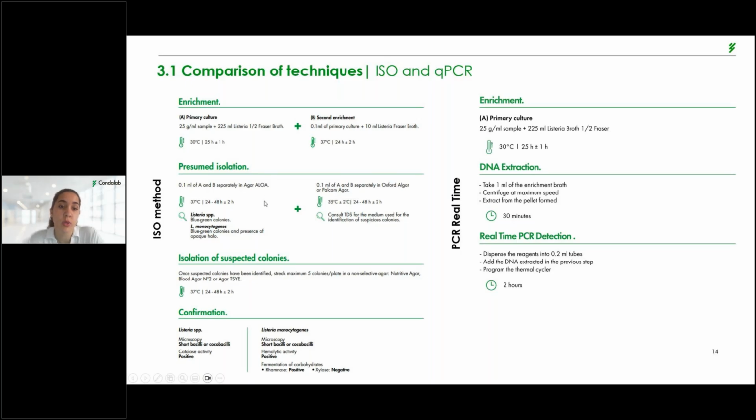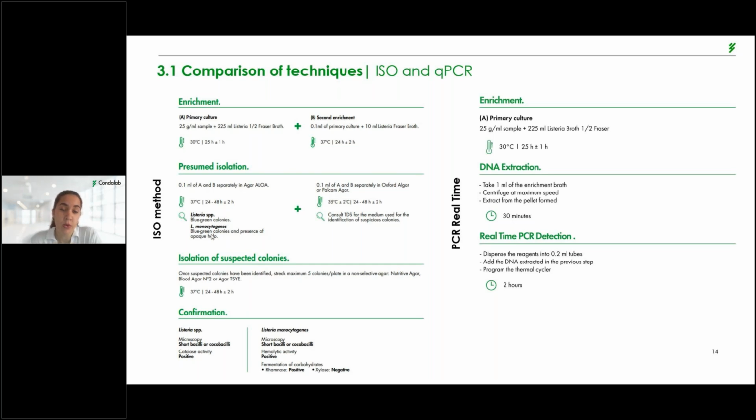That is the presumed isolation, that here we will have to do at the same time. First in the ALOA agar, that is a chromogenic, and also in Oxford agar or PALCAM agar. In the ALOA, that is a chromogenic medium, we can see Listeria spp and also Listeria mono. Listeria spp as blue-green colonies, and Listeria mono is the same, is a blue-green colony, but we will have the presence of an opaque halo around it.